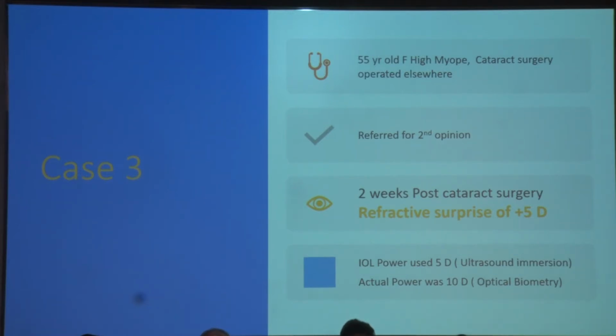Now let's look at another case, a 55-year-old patient, high myope, cataract surgery, operated elsewhere, came to us for a second opinion. It was 2 weeks post-op and she had a refractive surprise of +5 diopters. Now, when we went through the papers, the IOL power used was 5 diopters, but the actual power was 10 diopters on optical biometry.